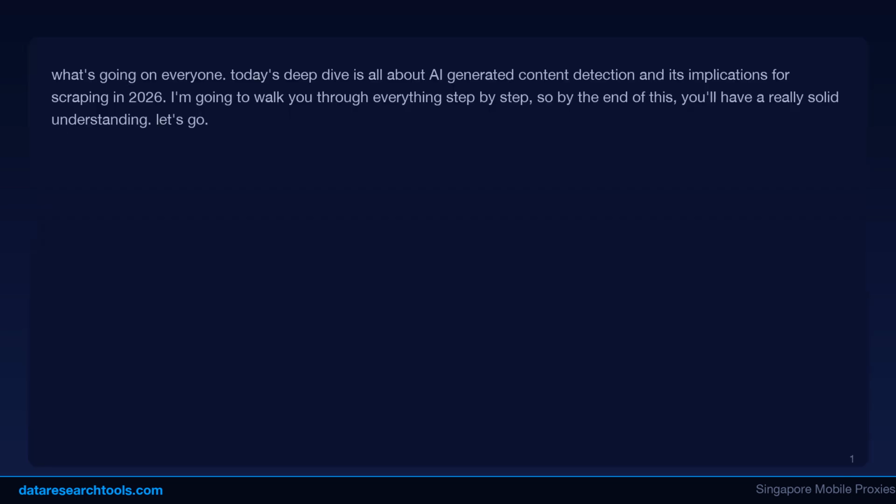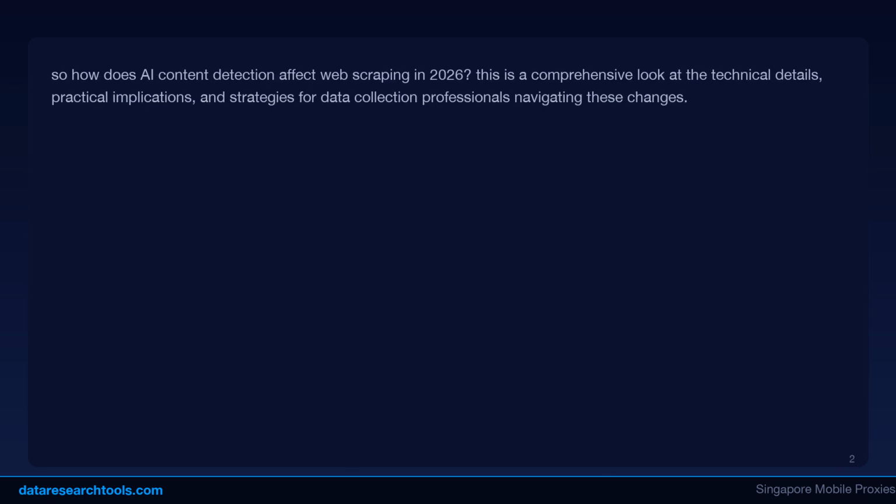As AI-generated content floods the internet, web scrapers face a new challenge, distinguishing AI-written text from human-created content. This guide explores how AI content detection works, why it matters for data collection, and how to build detection into your scraping pipelines. Let's start with the current landscape.